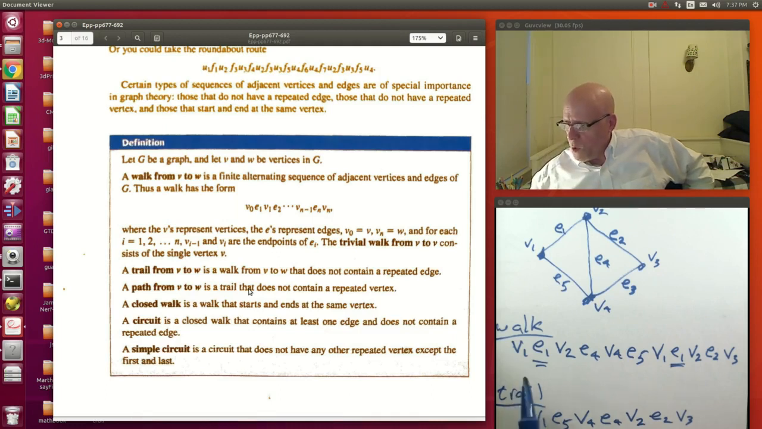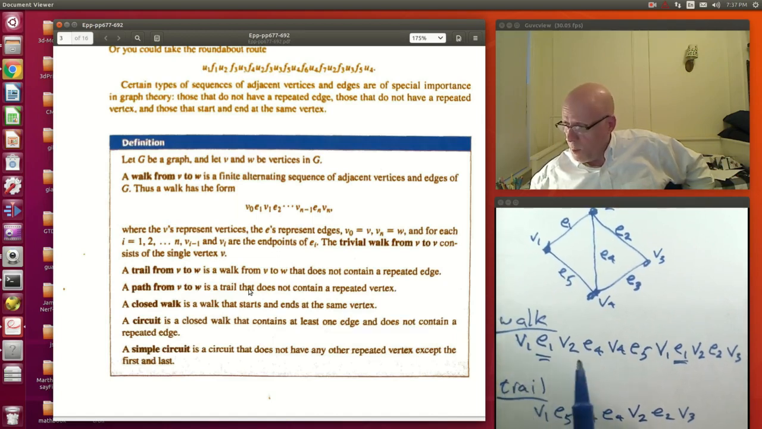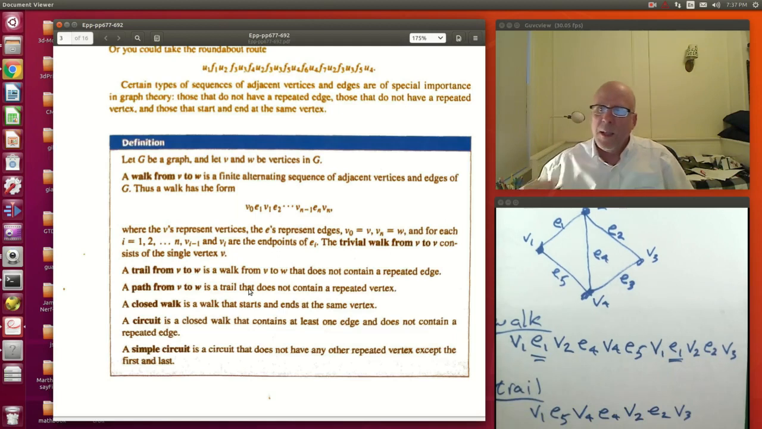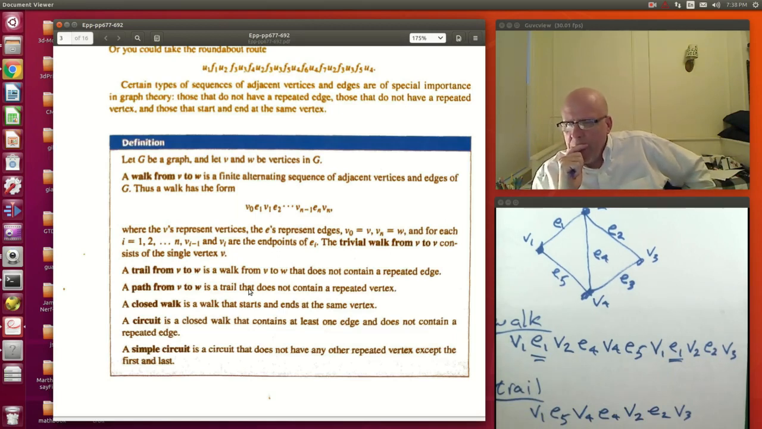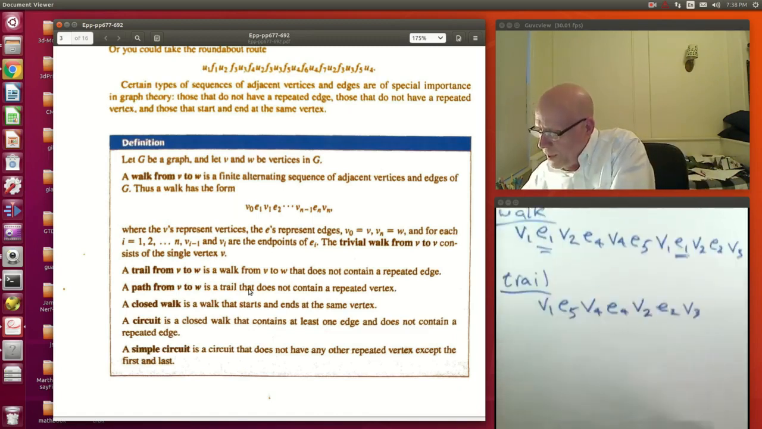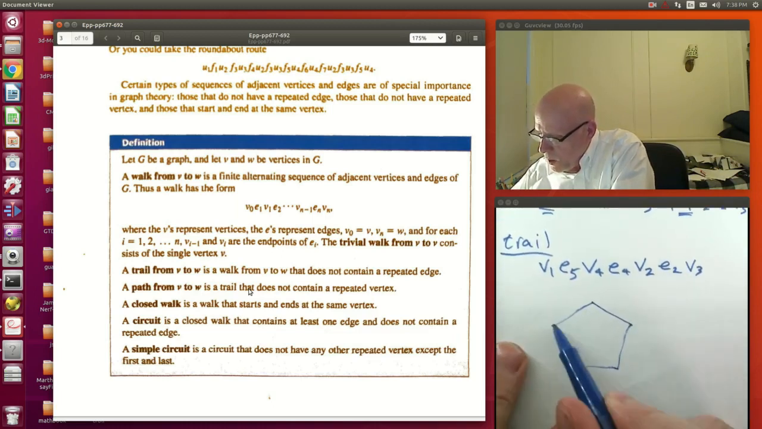Well, this first one was a walk, and neither a path nor a trail, right? Because you see how vertex 1 is repeated, vertex 2 is repeated, edge 1 is repeated. It's hard to imagine how I could make it hit a vertex twice on this simple of a graph without using the same edge twice. It's just a little too small for that to happen, but that can happen in more general, bigger graphs. Let's give an example that's big enough that you can see that kind of phenomenon happening.